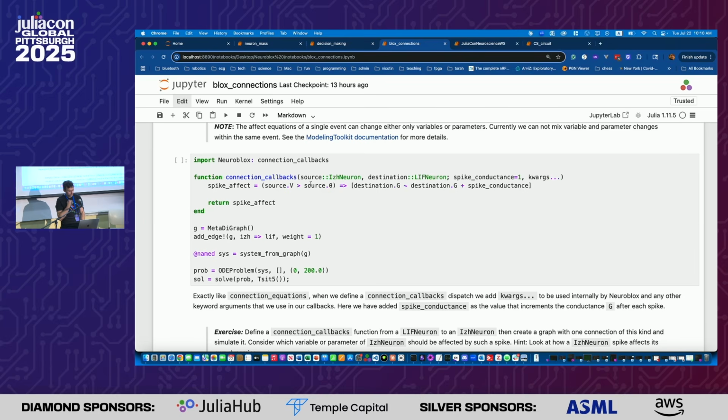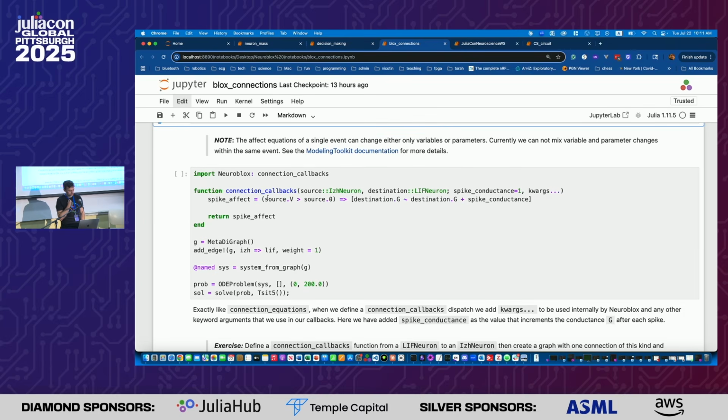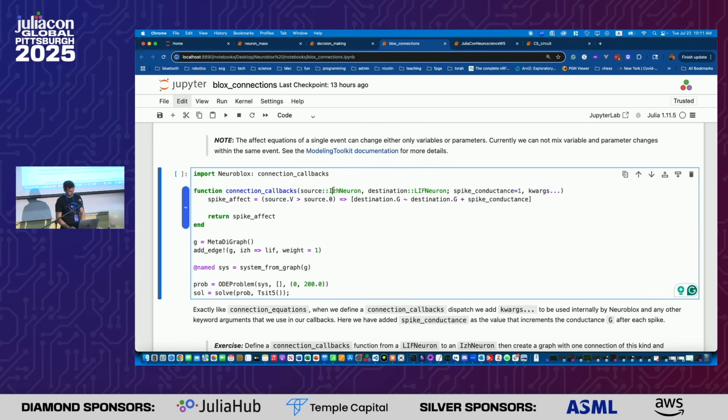So this will do a discrete event. Basically what this means is that we're saying if we have a connection from our IZH neuron to our LIF neuron, we want a callback that checks at each time step if the voltage is greater than this threshold. And if so, we're going to increment the synaptic conductance G with this spike conductance variable, which is a keyword argument to the connection.